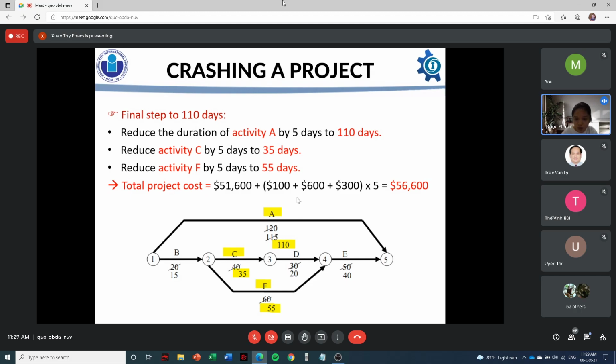There are still 3 critical paths, and I will choose one activity from each critical path. Here there is 1 option left, so I will reduce the duration of activity A by 5 days, activity C by 5 days, and activity F by 5 days. So we can reach the goal. Right now the crash duration is 110 days with the total project cost of $56,600.